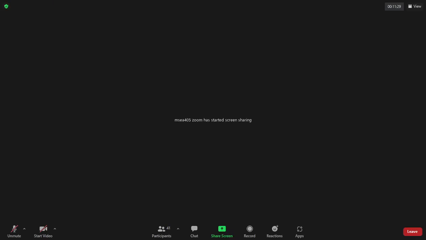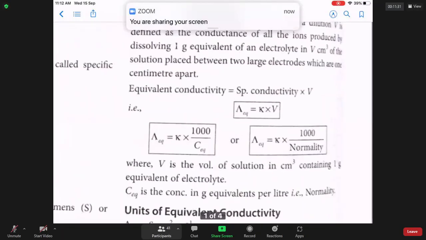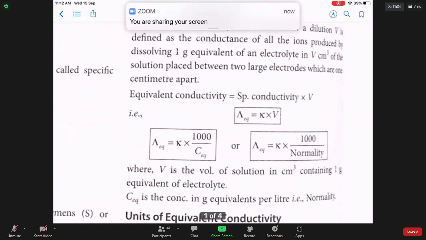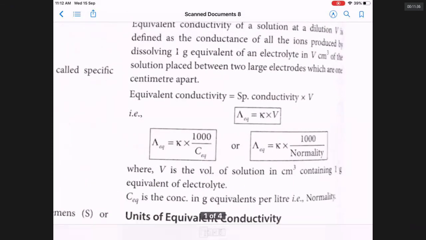I will stop. Are we very clear about it? What is the equivalent conductance? Conductance due to all ions present in the entire volume that contains one equivalent weight of any solute. What is the equivalent weight of a solute? It is the molecular weight by N factor. What is N factor? For an acid, each molecule gives how many H plus? For HCl, N factor is 1. Therefore, its equivalent conductance and molar conductance both are the same.